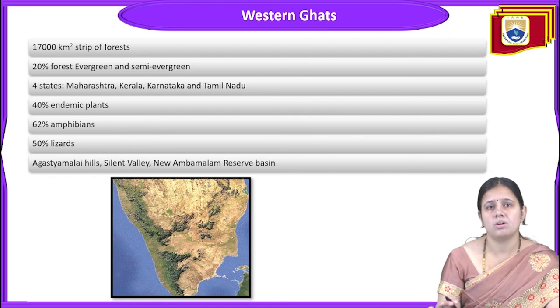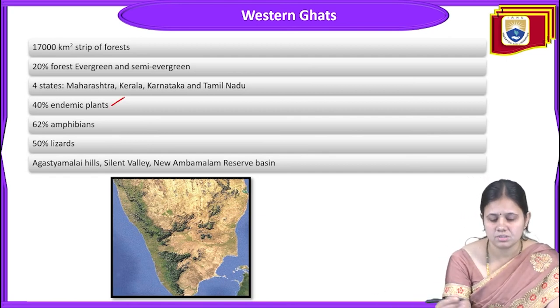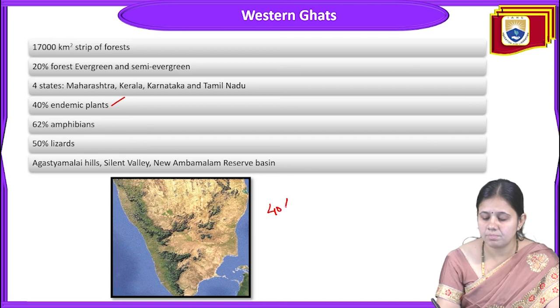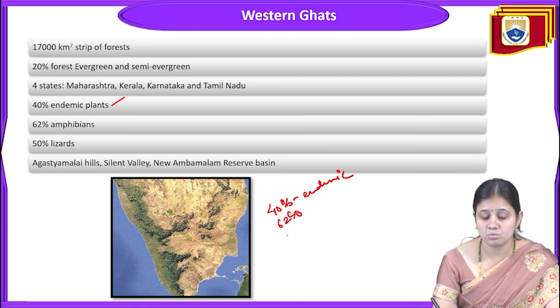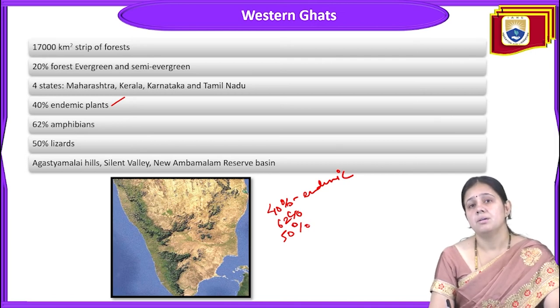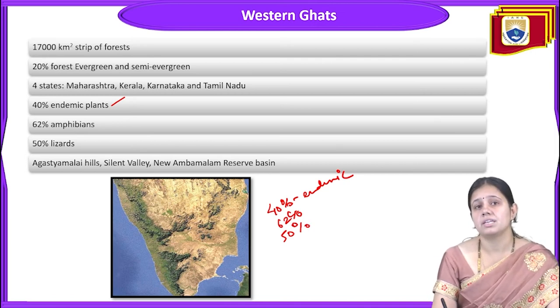40% of the plants are endemic to this area. 62% of amphibians are endemic, and 50% of lizards are endemic to this area. The major river basins of this area are the Agastyamalai Hills, Silent Valley and New Amarambalam Reserve basin.